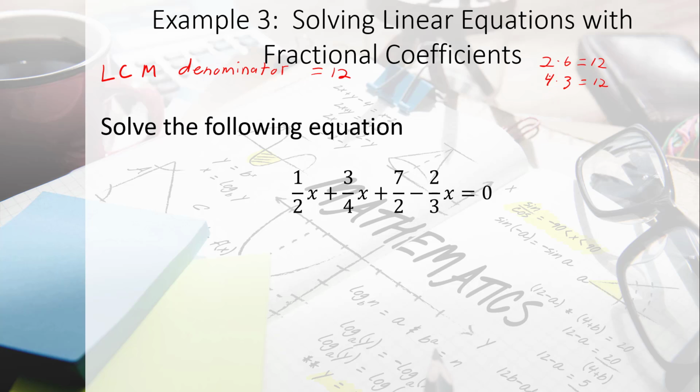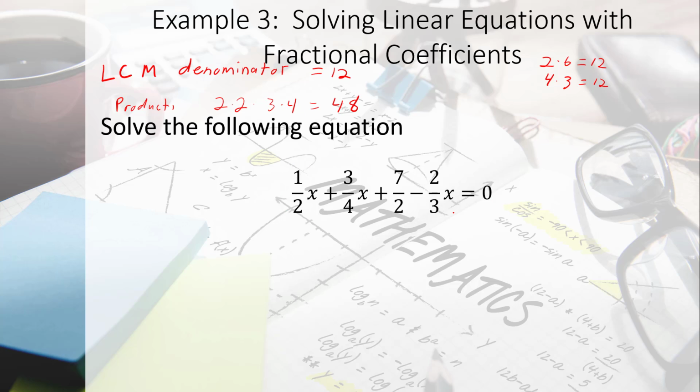Okay, 12 is the smallest number that has 2, 3, and 4 as factors. Now let's suppose that you had a collection of numbers and you could not figure out what the LCM is. What would you do? If you don't know the LCM, you can multiply the entire equation by the product of all the denominators, which would be in this case 2 times 2 times 3 times 4, which will give you 48.